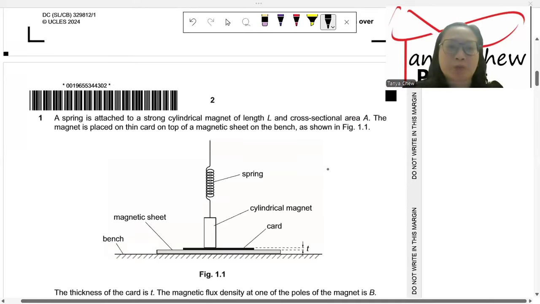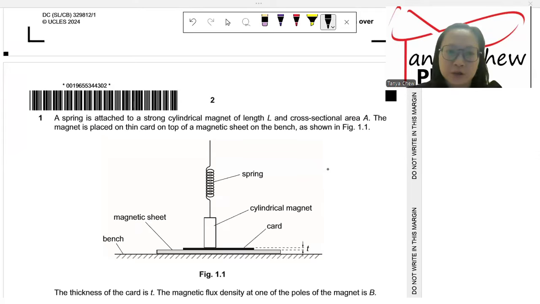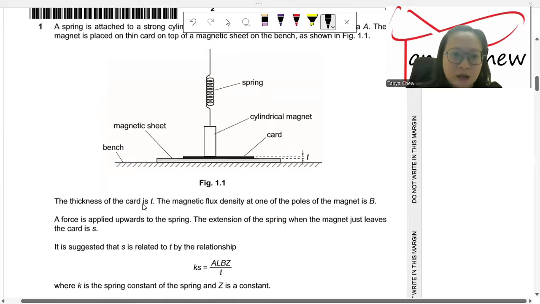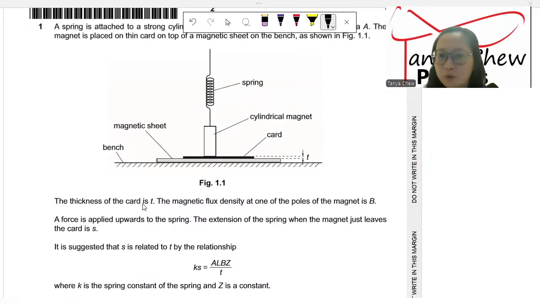The first question: a spring is attached to a strong cylindrical magnet of length L and cross-sectional area A. The magnet is placed on a thin card on top of a magnetic sheet on the bench as shown in Fig 1.1. So you have to remember this is a thin card, right? And the thickness of the card is T. Magnetic flux density at one of the poles of the magnet is B. A force is applied upwards to the spring, pulling it upwards. Extension of the spring where the magnet just leaves the card is S.